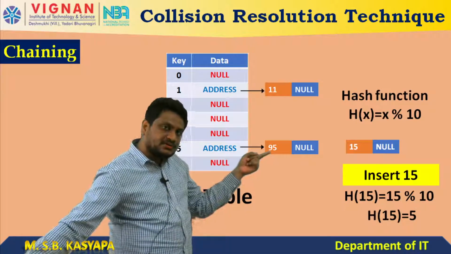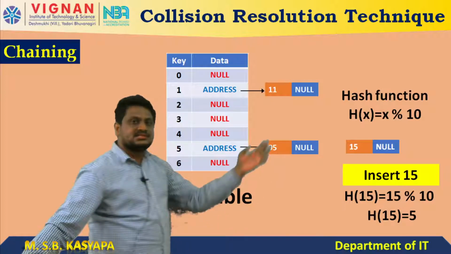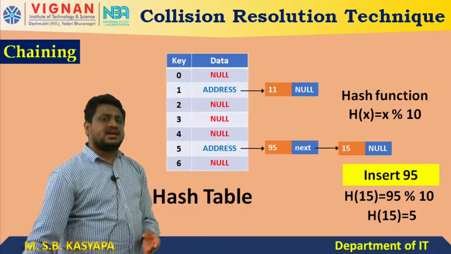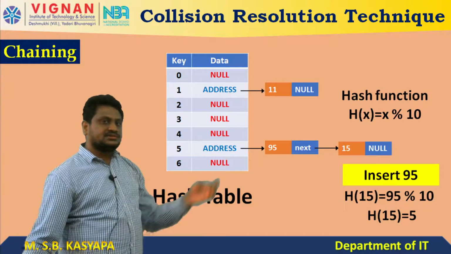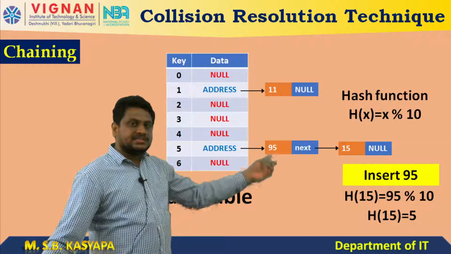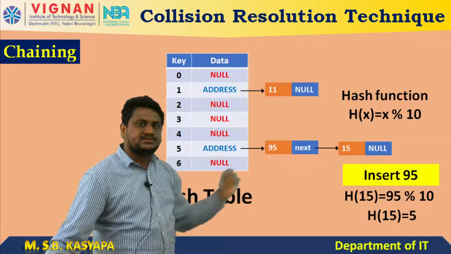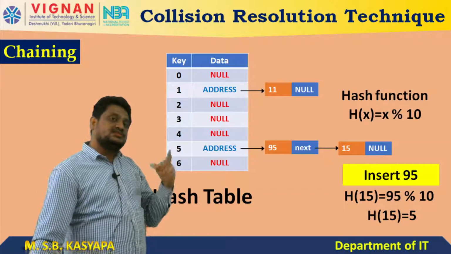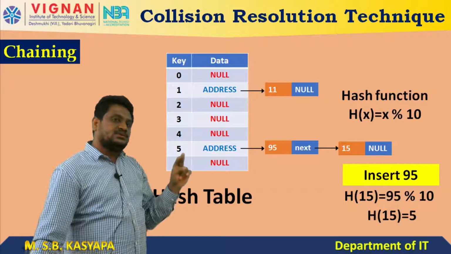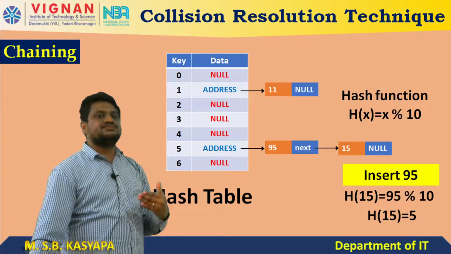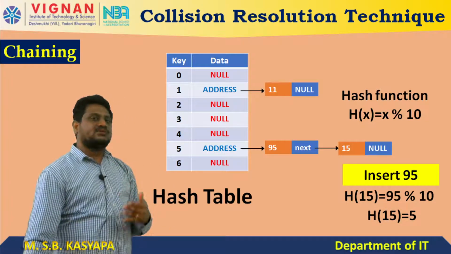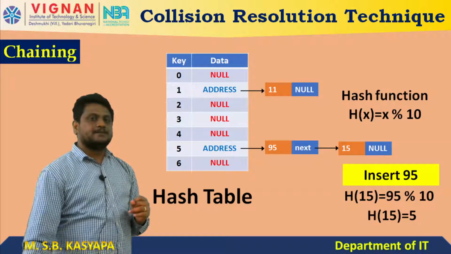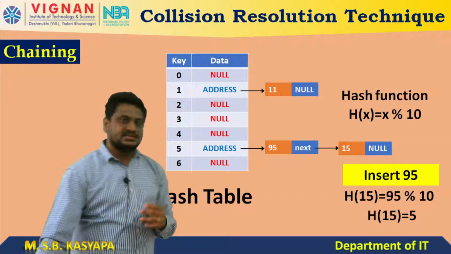So, what to do? In this null, I have to store the address of 15. So, here 95 is pointing to 15. Here I inserted two values for the same key. This way I will insert collision values for the same key by using the chaining method. I hope everyone understood this process.